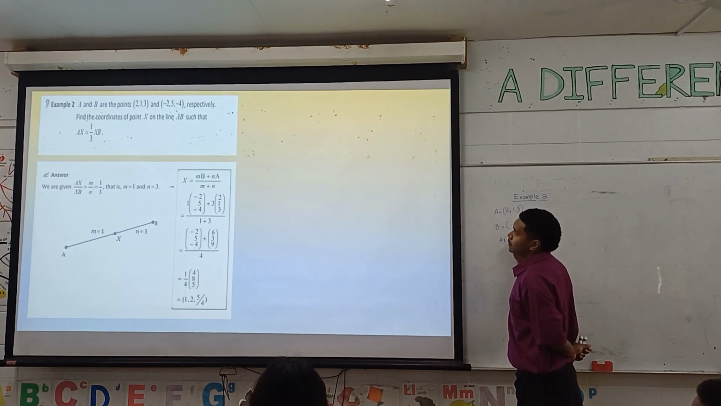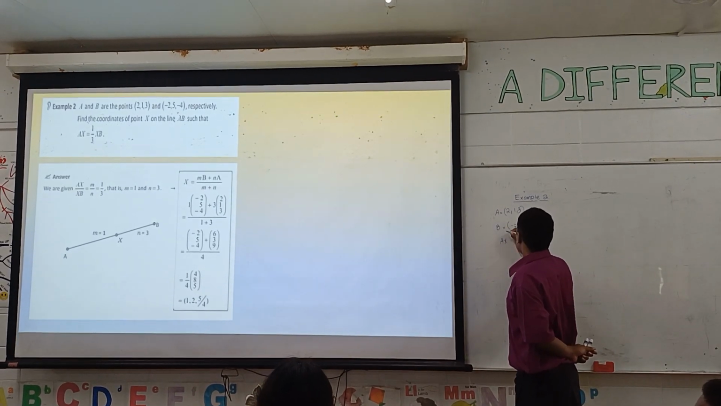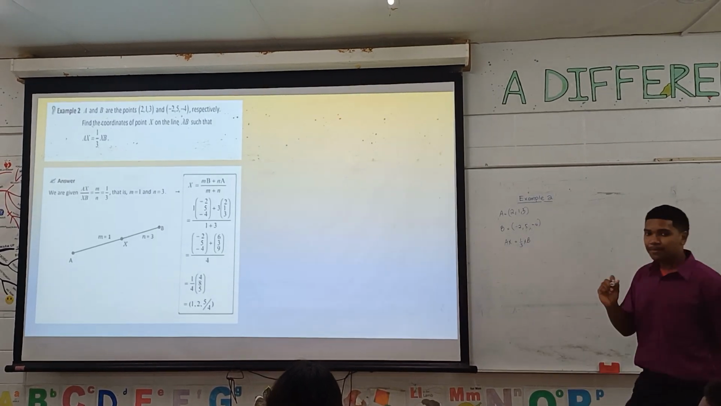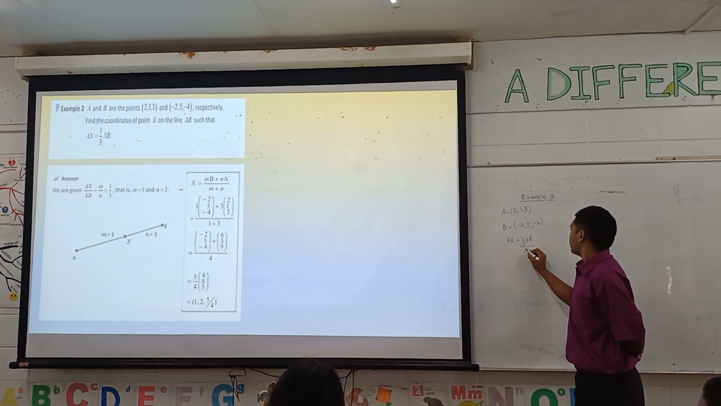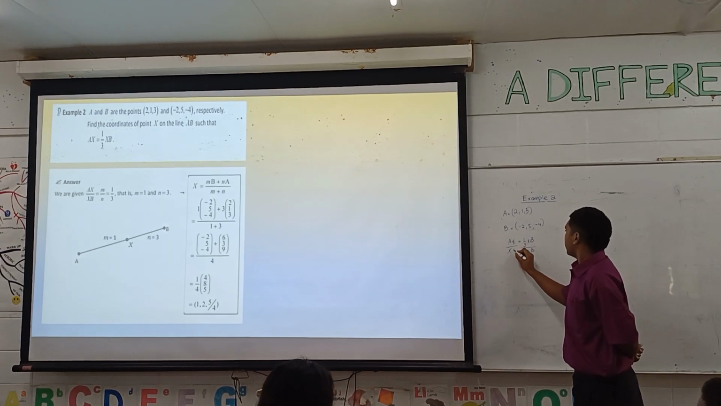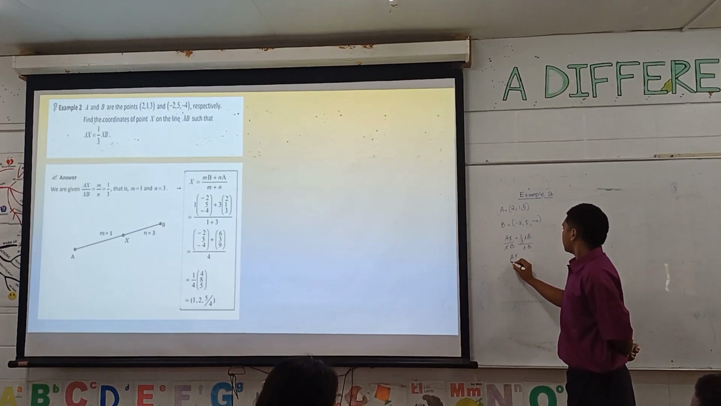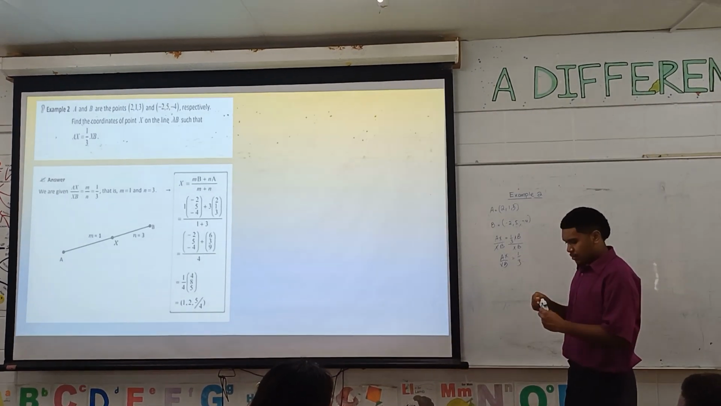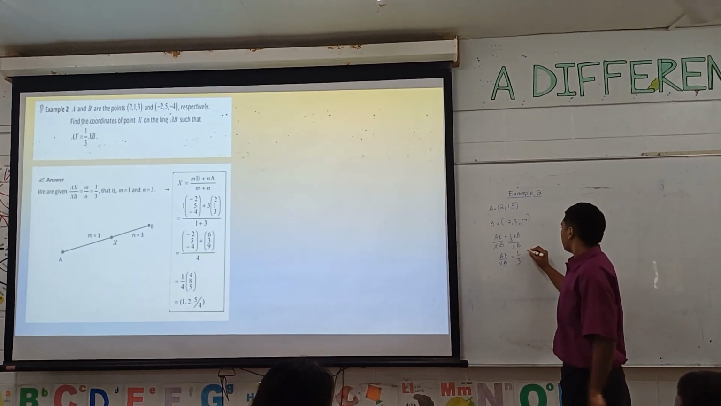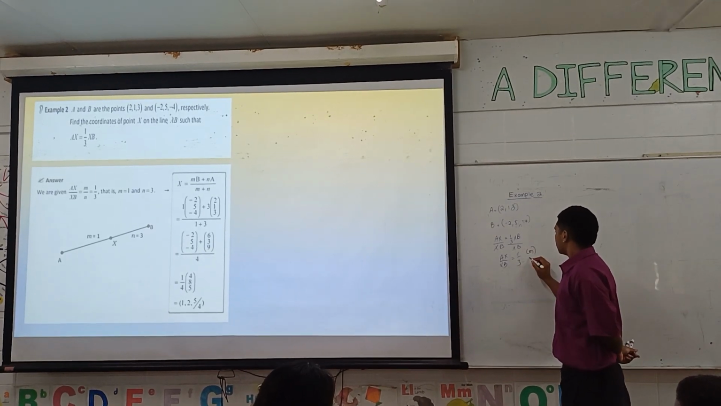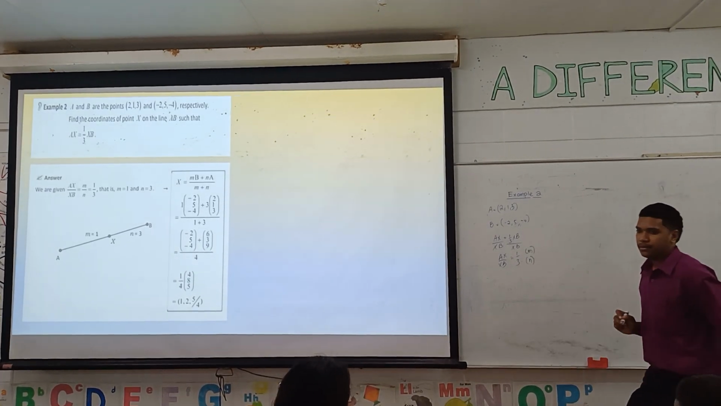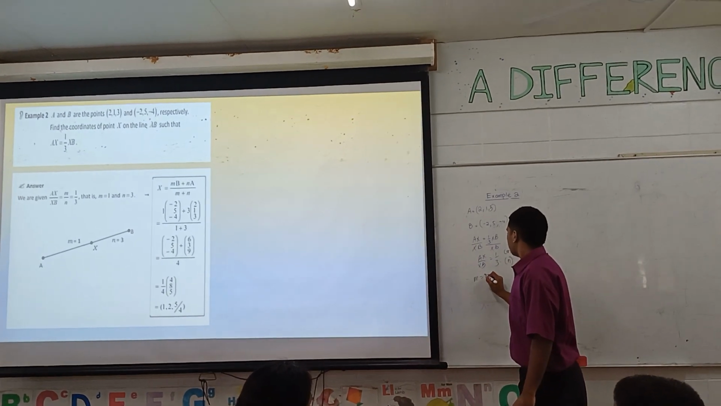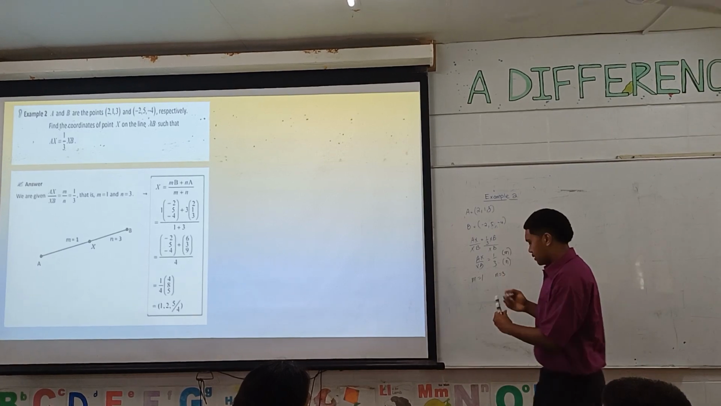AX equals 1/3 of XB. Now to find your M and N, you simply divide this by XB. So AX divided by XB will give you 1/3. So from A to X, that will be your M, and from X to B, that will be your N. Now you found what was given. So down here, M equals 1, N equals 3.